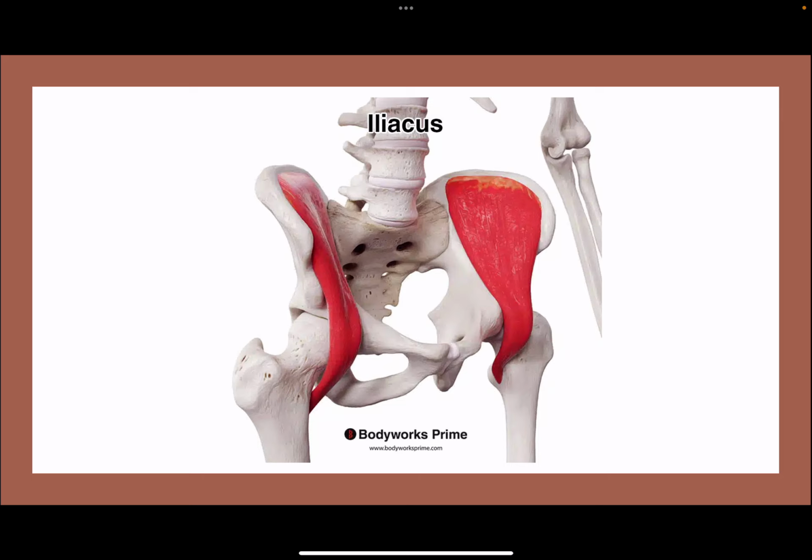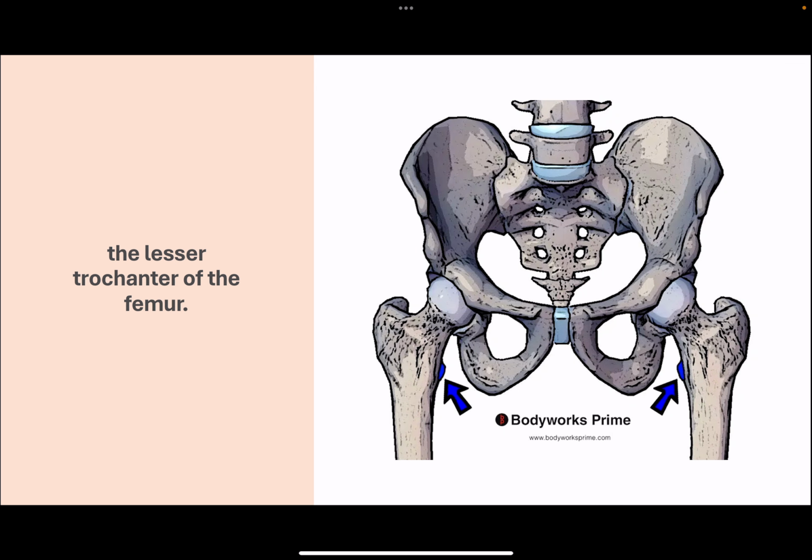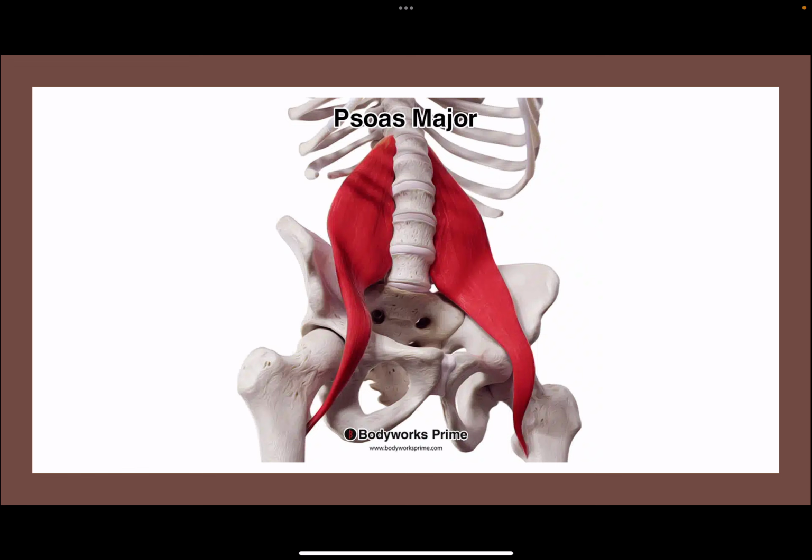Hip flexors consist of three muscles: iliacus, psoas major, and psoas minor. Here is the iliacus. Iliacus originates, highlighted in red, from the upper two thirds of the iliac fossa, and the inner lip of the iliac crest, and here is the sacrum, the lateral aspect of the sacrum. Here is the insertion, the lesser trochanter, highlighted in blue.